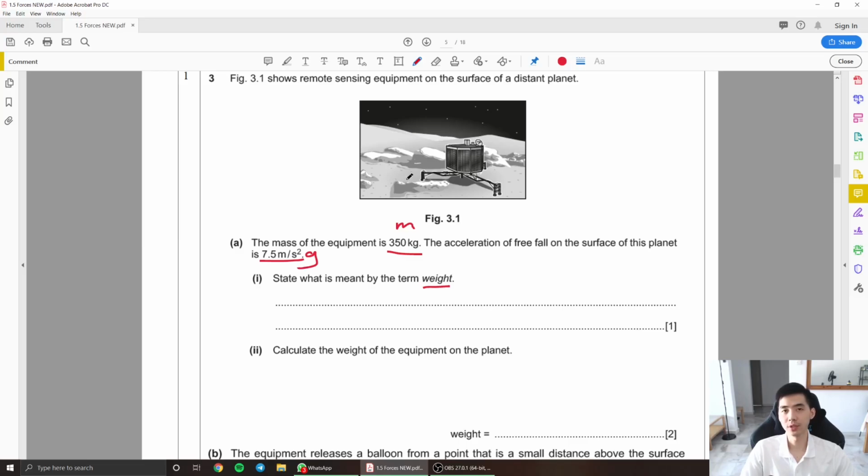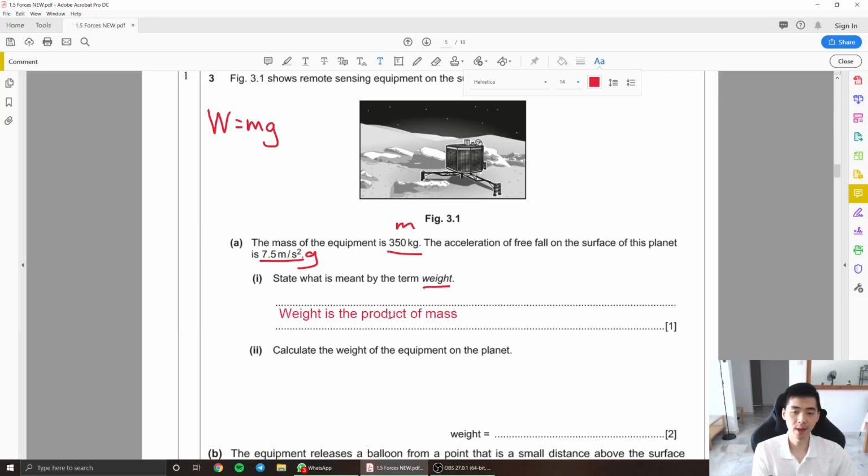Now, in your IGCSEs, if they ever ask you to define anything with the formula, first and foremost, you have to understand that weight is equal to mg, right? If they are multiplying each other, it should be the product of each other. So from here, I can say that weight is the product of mass and gravity, right? It is the product of mass and gravity, which is defining this formula here.